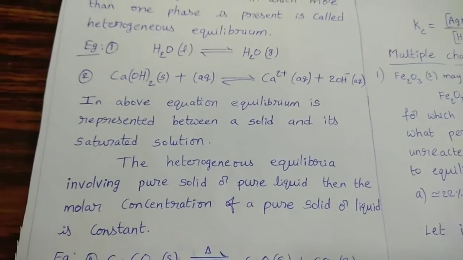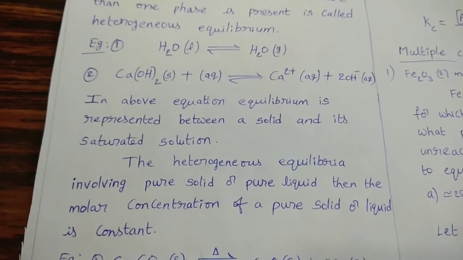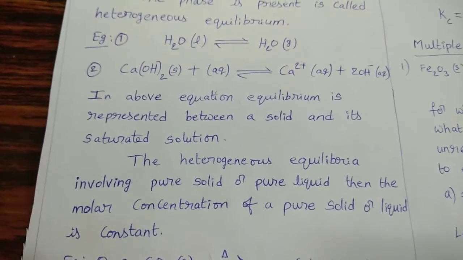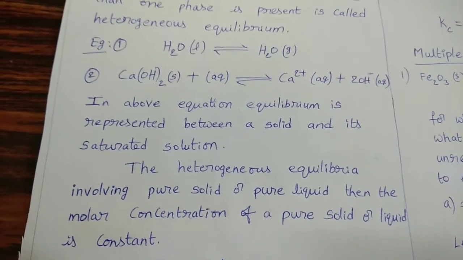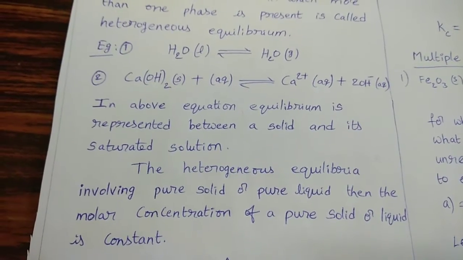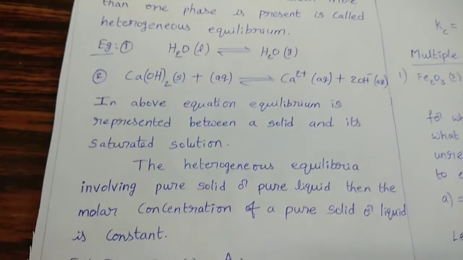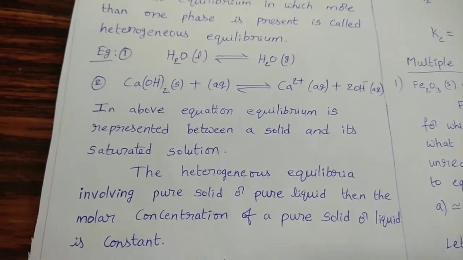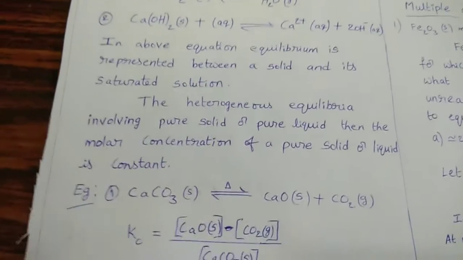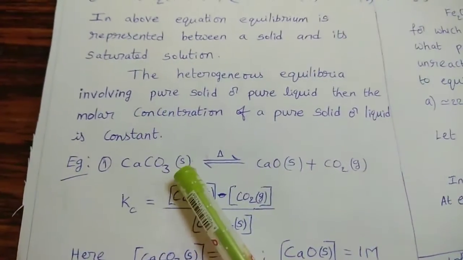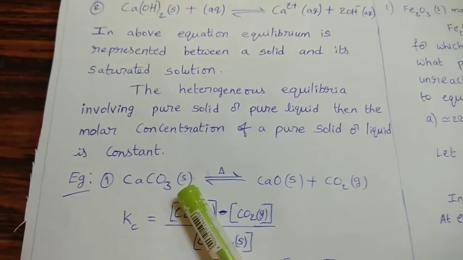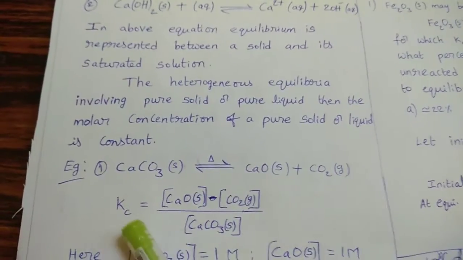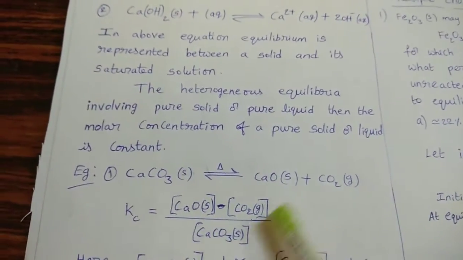Okay, only change in concentration takes place in case of gaseous reactants and products or aqueous solution state. Products or reactants present in the aqueous solution state and also gaseous state are involved in the calculation of equilibrium constant. Pure solid and pure liquid we can neglect. Okay. See the example for this, thermal decomposition of calcium carbonate present in solid state gives rise to CaO solid and CO2. So actually we expect this is the equilibrium constant expression.